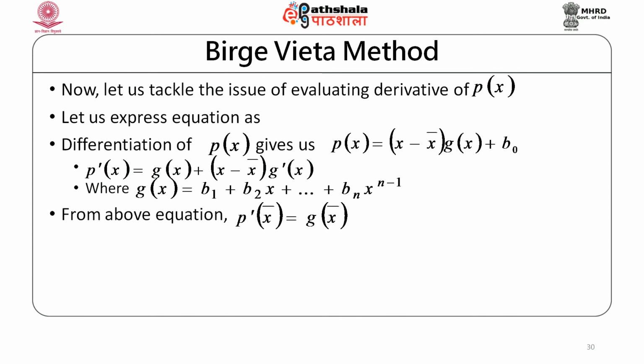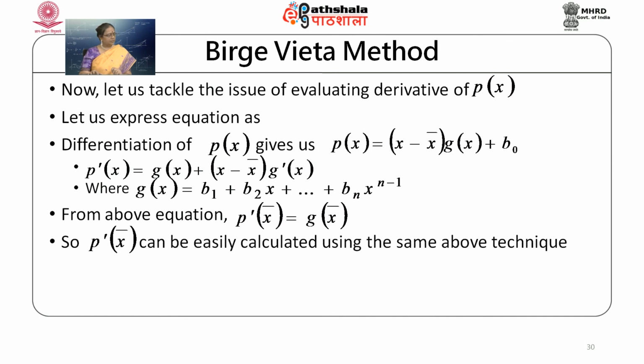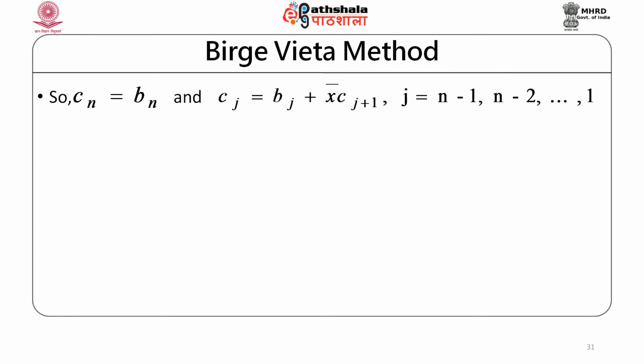And from this, if I substitute x equal to x̄, I get p'(x̄) as simply g(x̄). And so, the derivative can be calculated using the same technique, because the derivative of p is g. So, whatever technique we use to evaluate the value of p with the coefficients a's, we have to use the same technique for calculating the derivative of p at x, that is the value of g at x, that is, to do the same thing with the b's now.